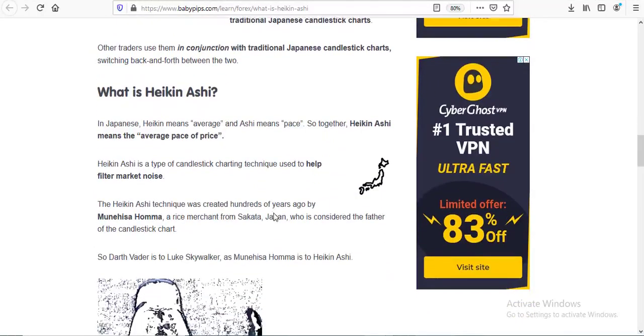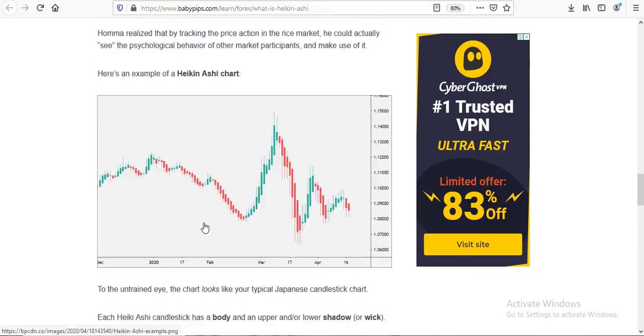So what is a Heikin Ashi? Basically, the word Heikin means average, okay, and Ashi means pace. So put together, Heikin Ashi means the average pace of price. Okay, so the Heikin Ashi is a type of candlestick charting technique used to help filter market noise. So it combines all the noise together and makes it a candlestick. Okay, and it was developed years ago by a Japanese rice merchant from Sakata, Japan, and his name is Munehisa Homma.